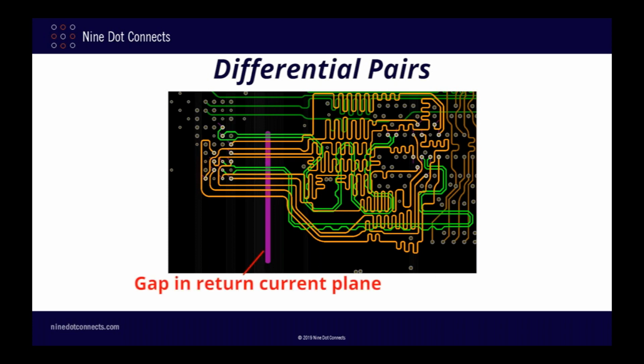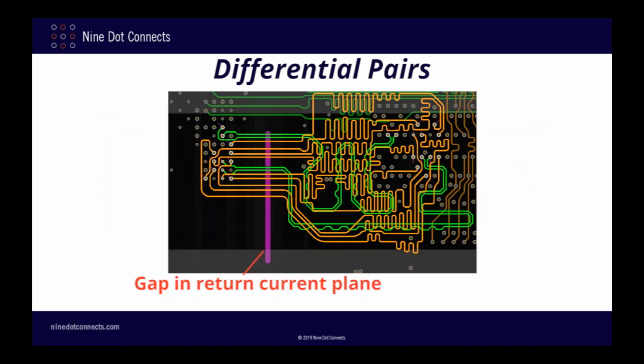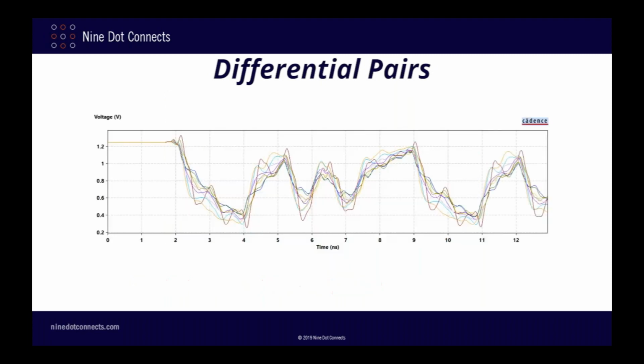To demonstrate this, I've added a gap in the return current planes for all of the signals associated with byte lane 0. This includes both the single-ended data bus signals as well as the differential pairs for the data strobes. After performing the simulation and examining the results, we see that the single-ended data bus signals are a real mess. This is pretty much what we would expect when we put such a large barrier in the return current path.